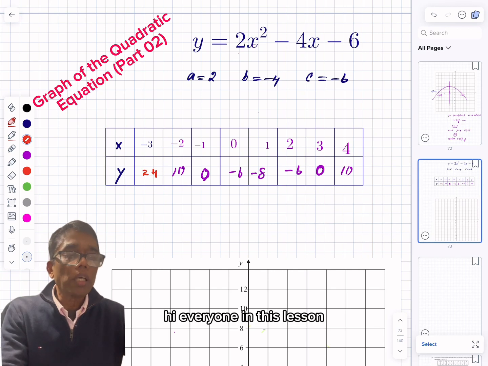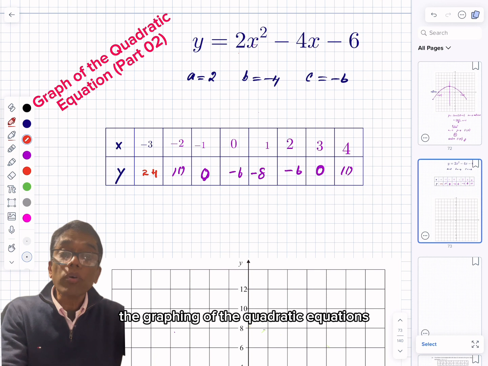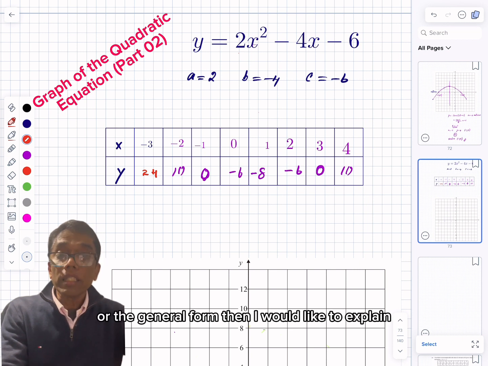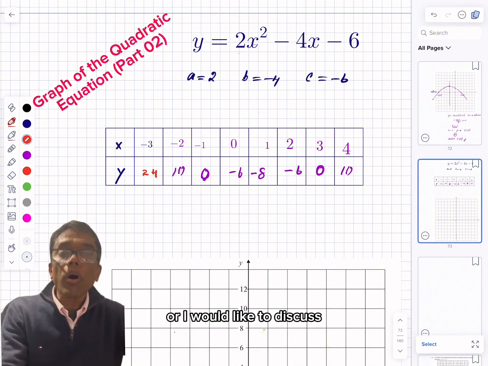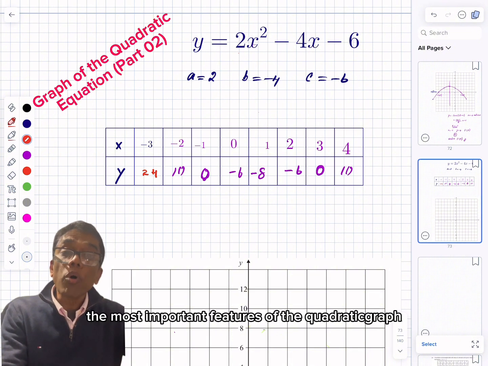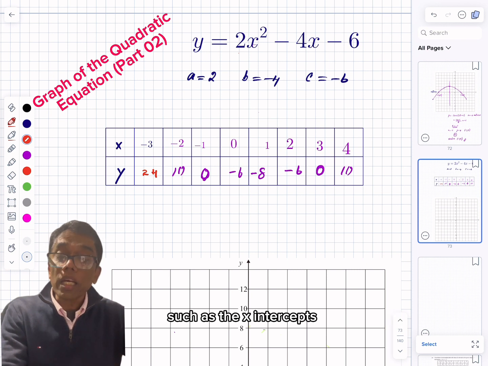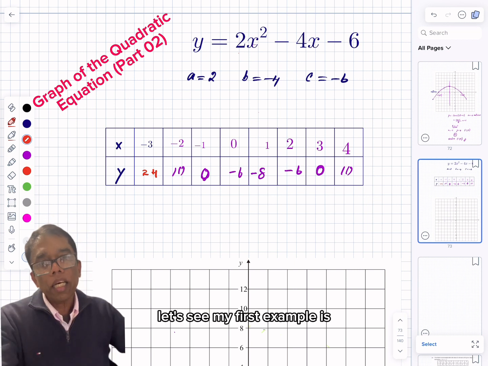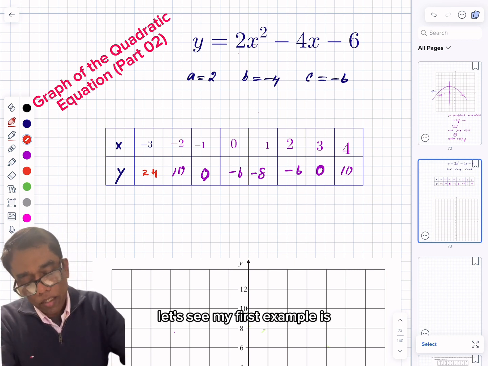Hi everyone. In this lesson, I am going to discuss the graphing of quadratic equations which are given in the standard form or the general form. Then I would like to discuss the most important features of the quadratic graph, such as the x-intercepts, axis of symmetry and dilation factor. Let's see, my first example is, what is it?